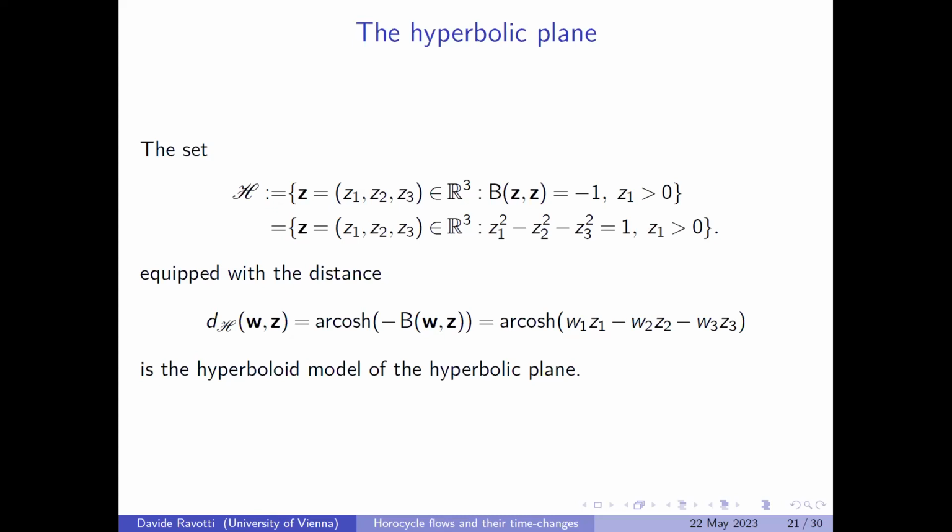And the distance is defined by the arc quotient of this bilinear form. So the action of G preserves this distance. So it acts on H by isometry. The fact that this is positive follows from the fact that G is connected.